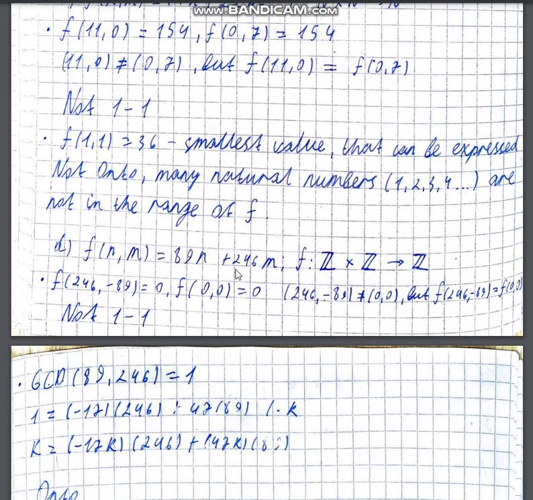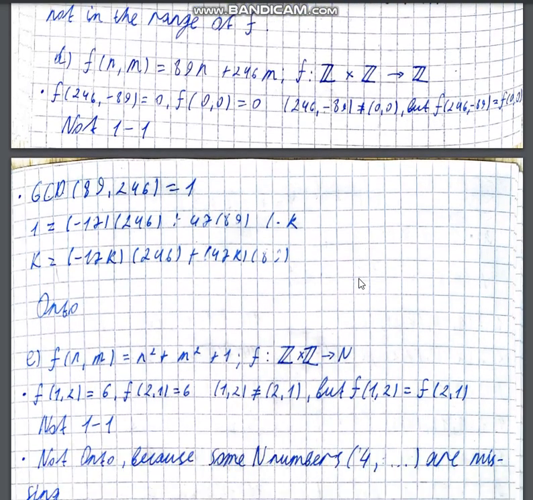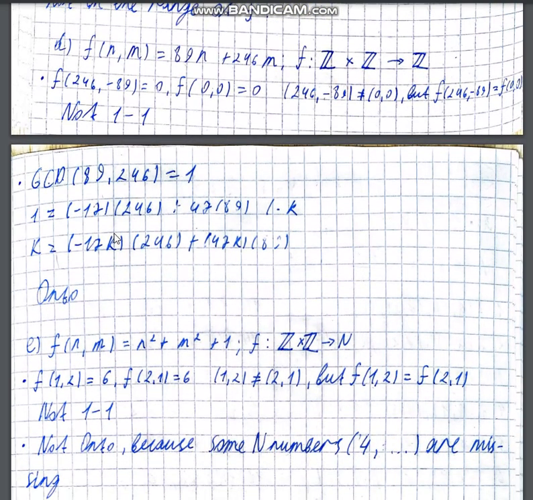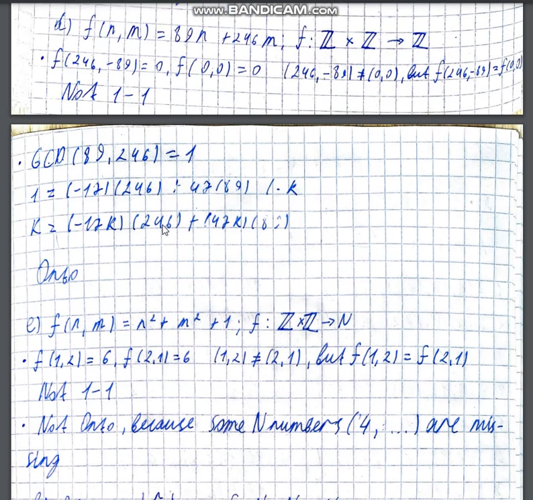Part D, it is not one-to-one also. I gave a counterexample here. And it is onto because the greatest common divisor is 1. And when the greatest common divisor is 1, we can achieve every integer. So it is onto.